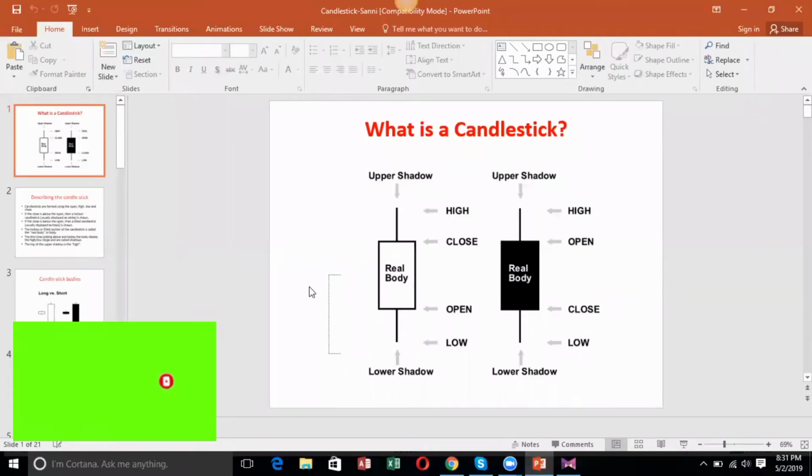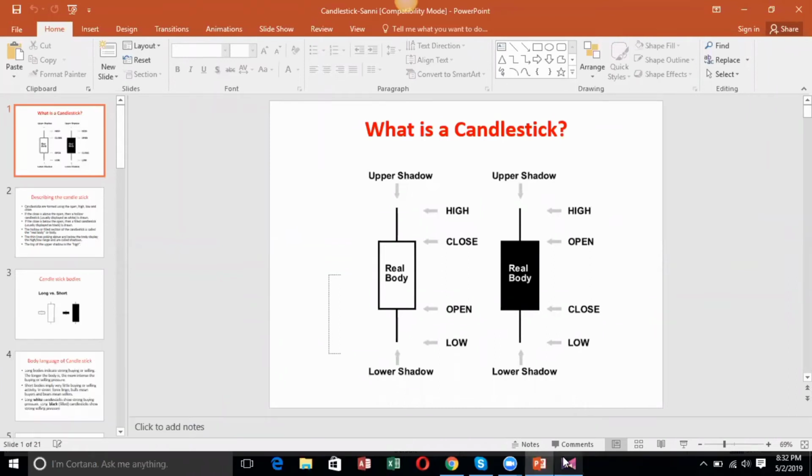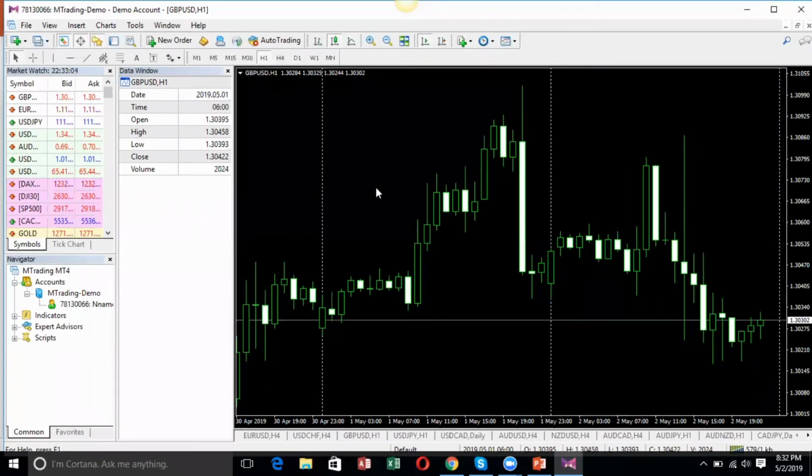Now, with this knowledge, we will be looking at some candlestick patterns that will help us to make trading decisions. There are some candlesticks that we will see and we will be able to alert ourselves of what to do. When we see those candlesticks, our mind will tell us either to buy or to sell. Those candlesticks are what we'll be looking at now.